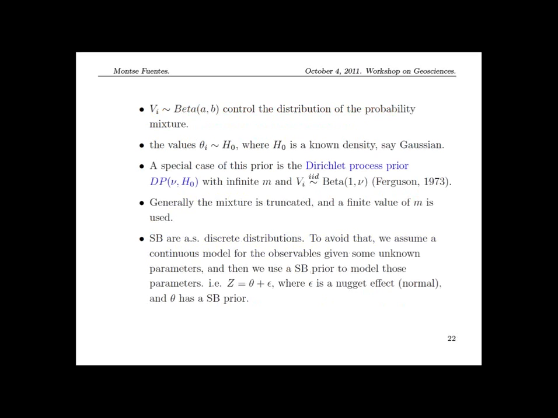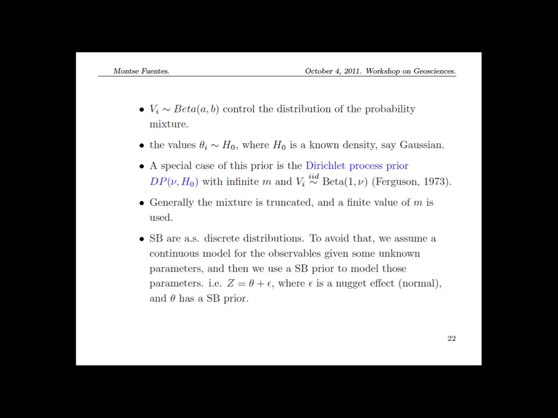Without being very technical, just a few things to emphasize here. These thetas would come from some known distributions, such as Gaussian distributions. These probabilities are unknown, between 0 and 1, so we put a prior on them, which will be a beta distribution. And this mixture is truncated. At some point, there is not really much left to explain. It's negligible, so at that point we stop.